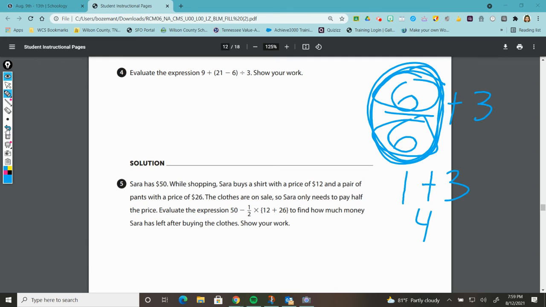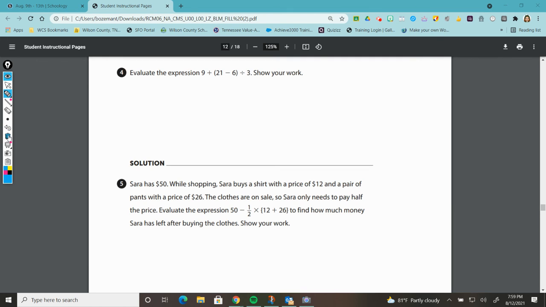So those are your helpful hints for these problems. I hope that you're able to complete these. If you have questions, again, please just let me know.